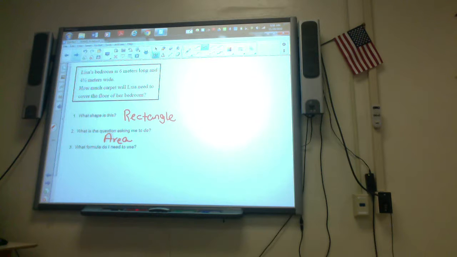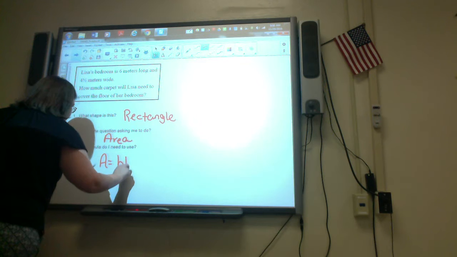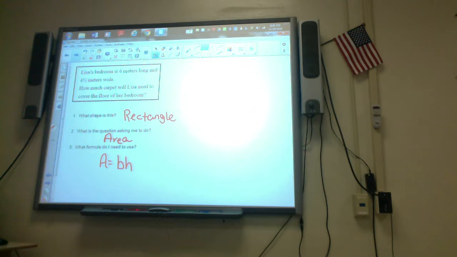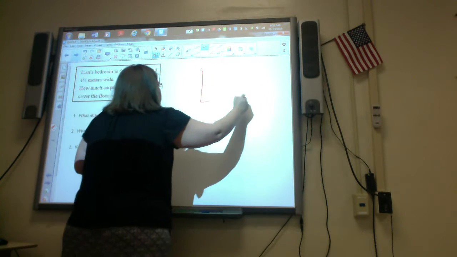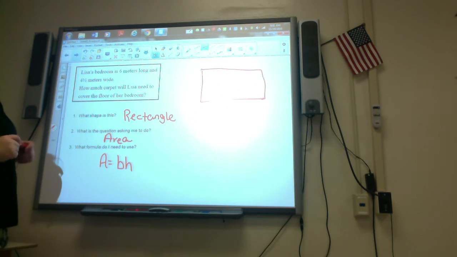All right, so what formula do I need to use? Miss Brown, thank you. A equals base times height. I agree. So now I'm going to draw my picture, and I'm going to put my labels.